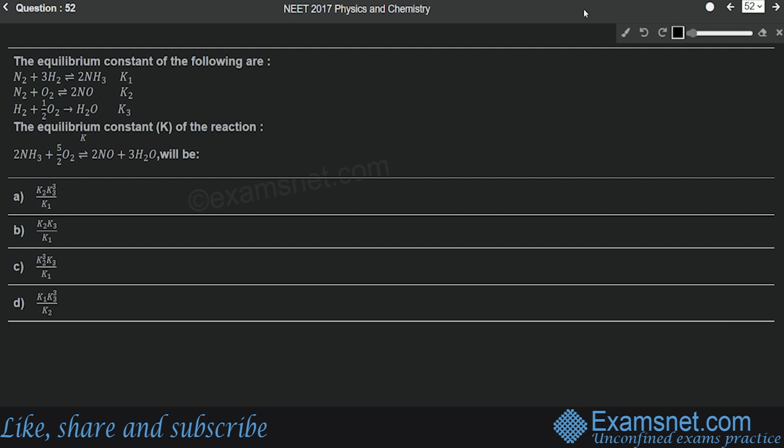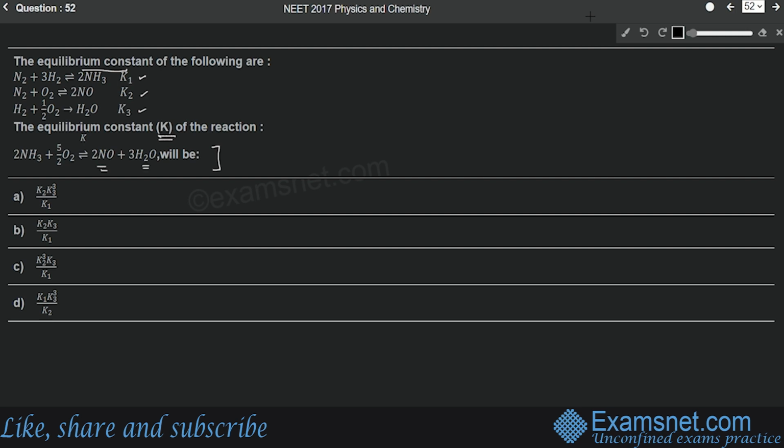Question number 52 is from the chapter Chemical Kinetics, and the question is: the equilibrium constants of the following are... Okay, so three different reactions are given and their equilibrium constants are given as K1, K2 and K3 respectively, and we have to find the equilibrium constant K of this reaction. 2NH3 plus 5 by 2 O2 gives 2NO plus 3H2O.